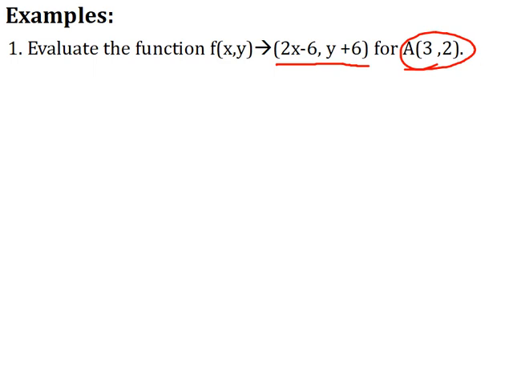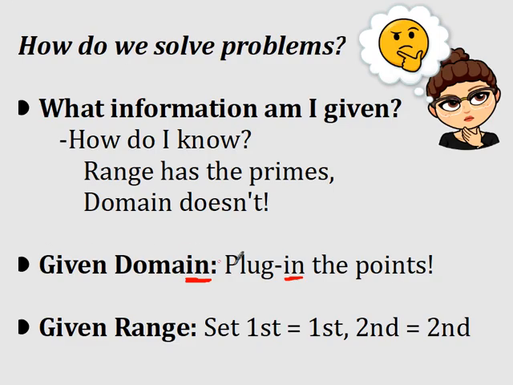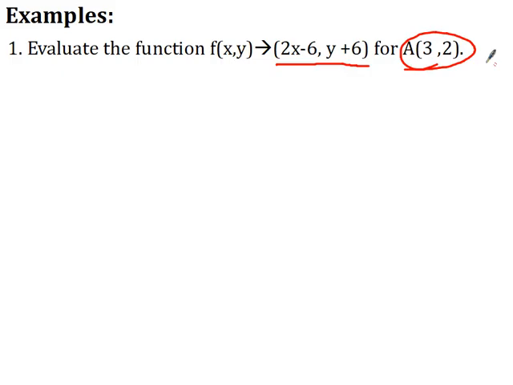Now, we know, given domain, we plug in, given range, set equal, the first equals the first, and the second equals the second. So we need to determine if this A(3, 2) is either part of the domain or part of the range. We always know that the range has the primes. There is no prime here, so this is a domain value. So if it's domain, we're going to plug those values in.